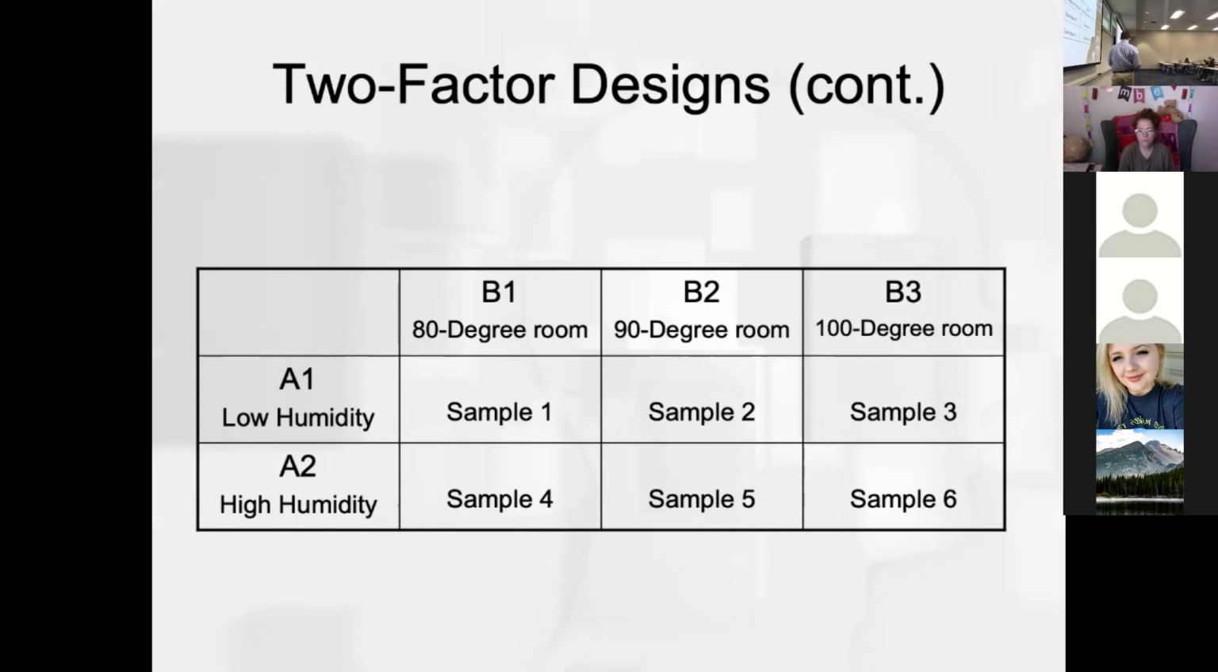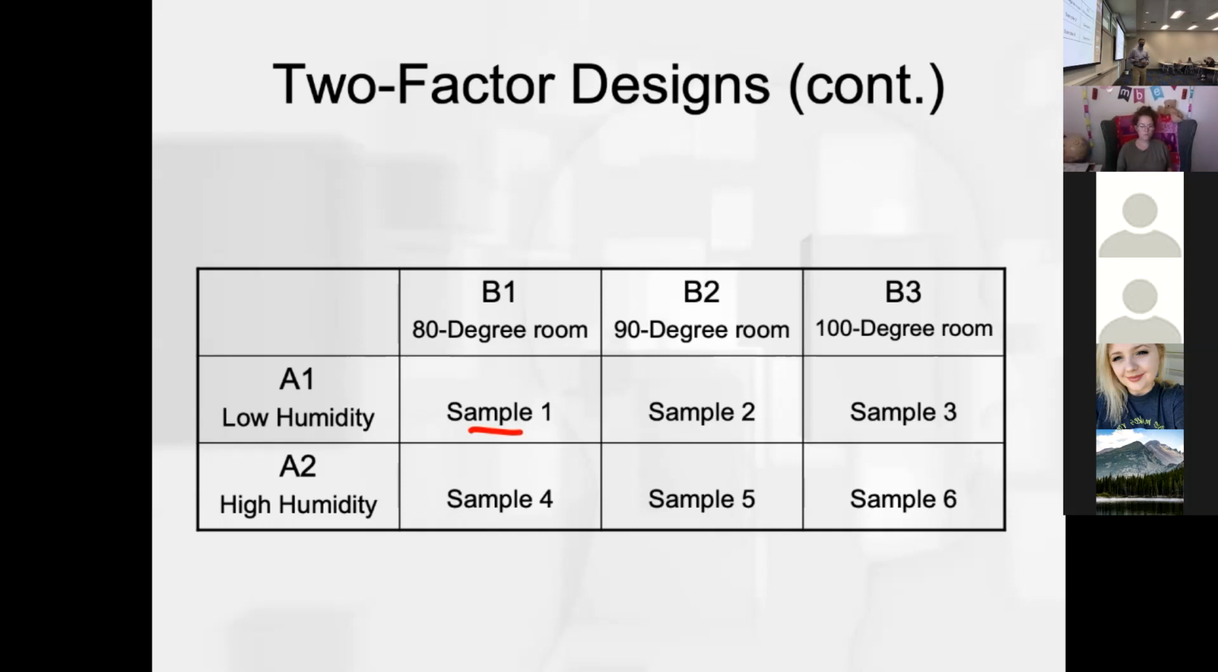And so let's say I wanted to see, I forget exactly what this example is, but let's say I wanted to see how good your athletic output was at different temperatures and different humidities. All right, and I want to see what the interaction is here. So I have one group who I put in an 80-degree room with low humidity. And then another group in a 90-degree room with low humidity, and then a third sample in a 100-degree room with low humidity. And then I do that for high humidity, 80 degrees, 90 degrees, and 100 degrees.